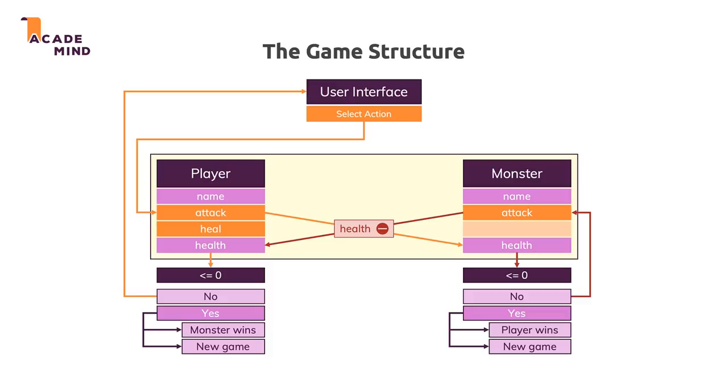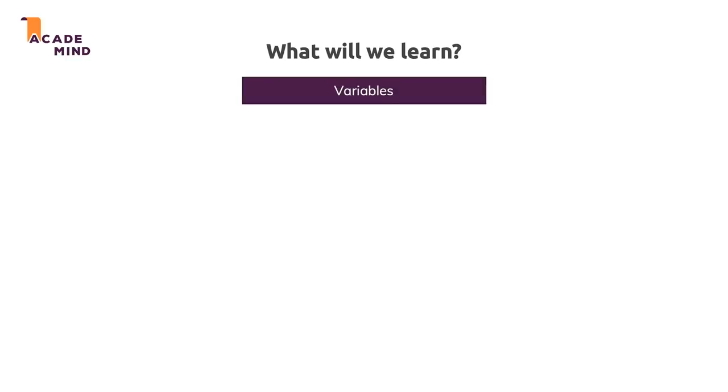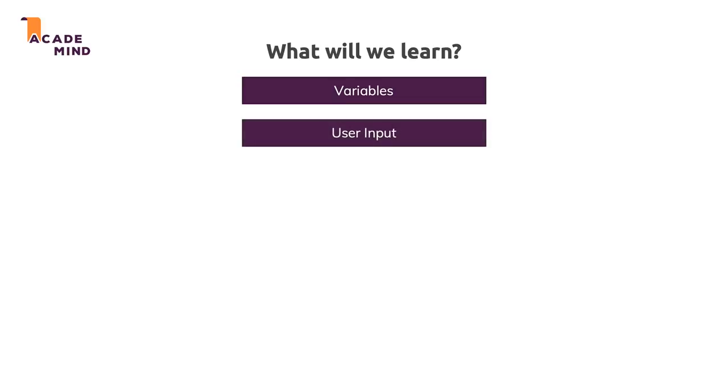As I said, we will build this all from scratch with Python, and for that, we need to use and understand some core Python features. So what will we learn in here regarding Python? We will have a look at variables. Variables allow us to store information in our code and to access it whenever we need it. We'll also have a look at user input. This means we will learn how we can make sure that the user can enter data and that we can react to the input the user made.